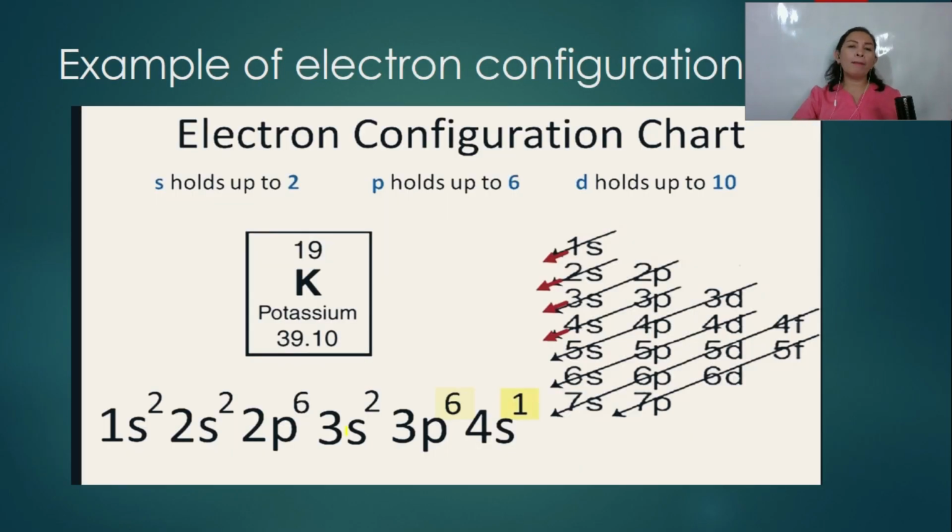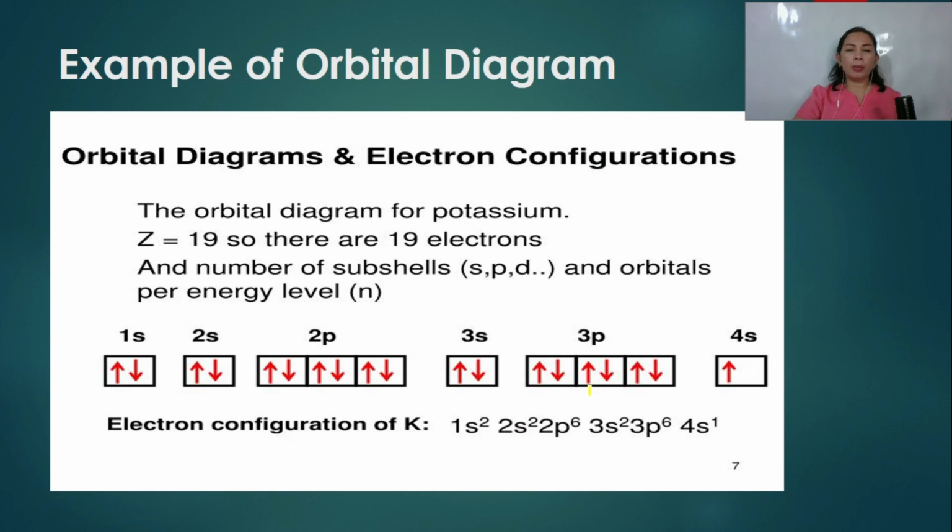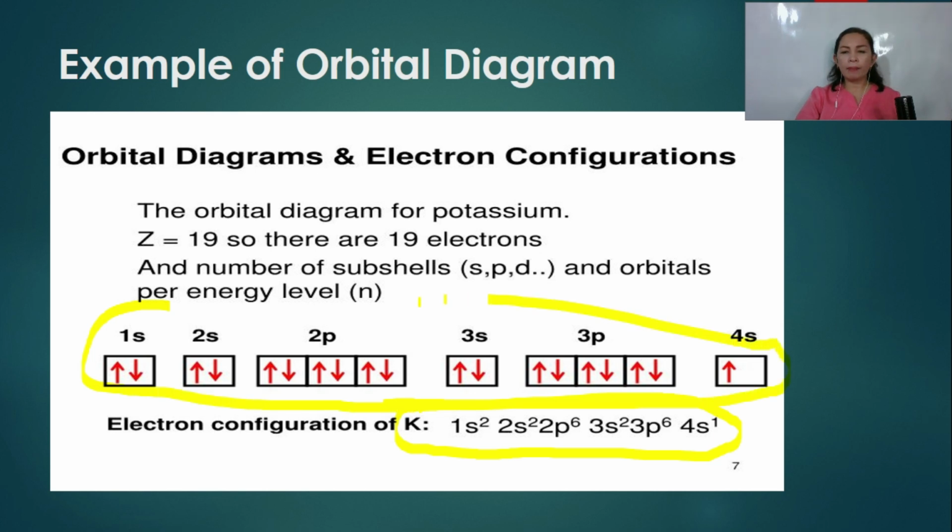Okay, let us have a sample electron configuration. This one, class, is an example of an electron configuration. This is the electron configuration of potassium. Then we have the sample orbital diagram. This is also the orbital diagram of potassium. Using this electron configuration, we arrive at this orbital diagram. So 1s, 2s, and so on.